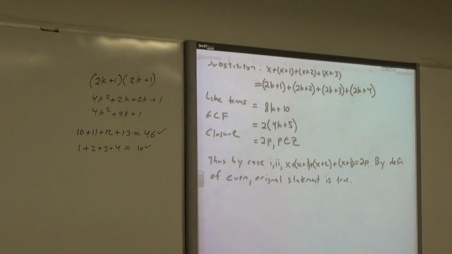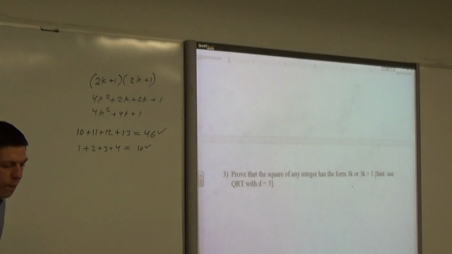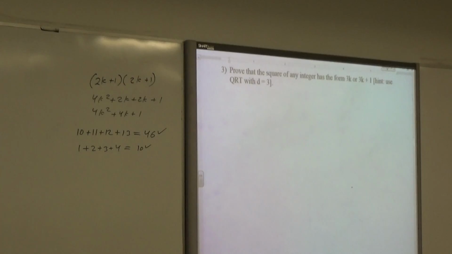Now, remember beginning class, we did division into cases and we used the quotient remainder theorem. And I said, okay, we're eventually going to get to a topic where we can actually implement this division into cases and the quotient remainder theorem. Okay? So, let's go ahead and prove an example utilizing the quotient remainder theorem. Okay? So, what I want to do is prove that the square of an integer has the form 3k or 3k plus 1. Okay? And I want to use the quotient remainder theorem using d equals 3.